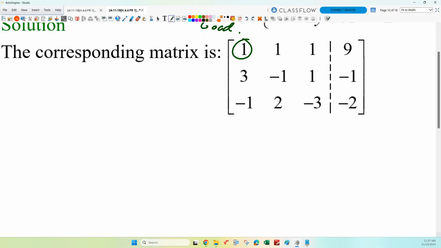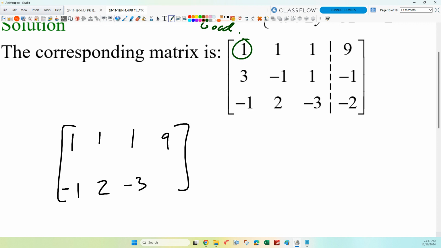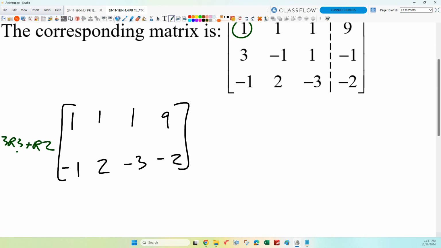So what are some things, how could we, for example, get a 0 there? Okay, so I could do 3R3 plus R2. Everybody agree? Okay, good. So top row will stay the same, 1, 1, 1, 9. Bottom row will stay the same, -1, 2, -3, -2. But the middle row is going to be replaced by, you told me, 3R3 plus R2. Does that make sense?